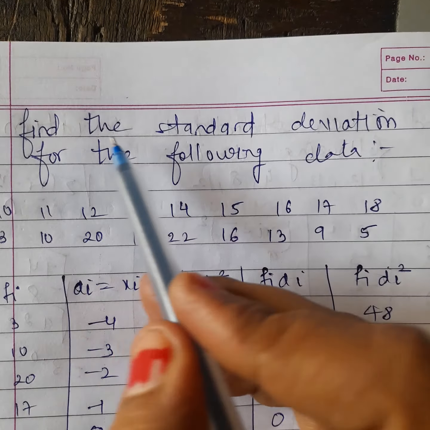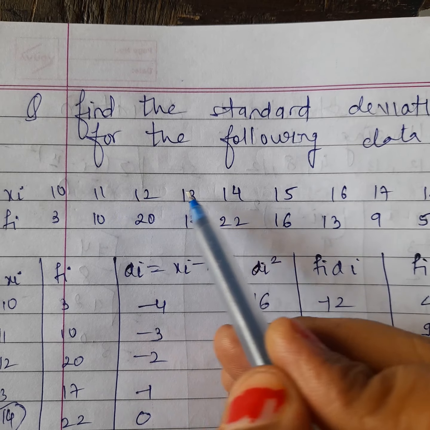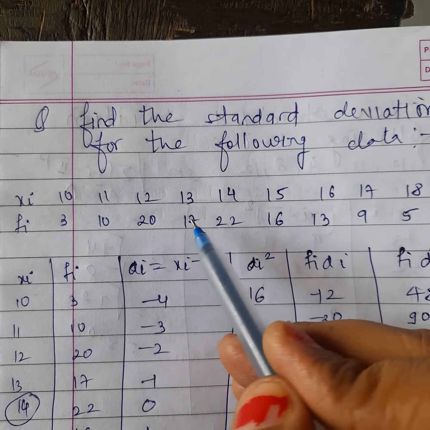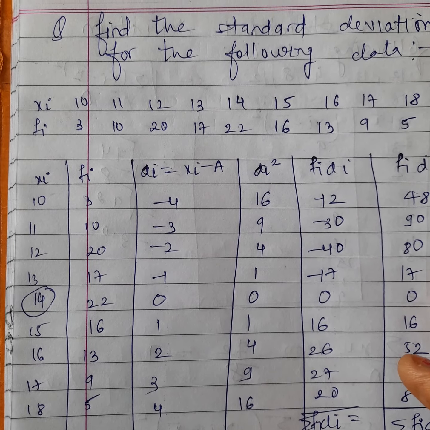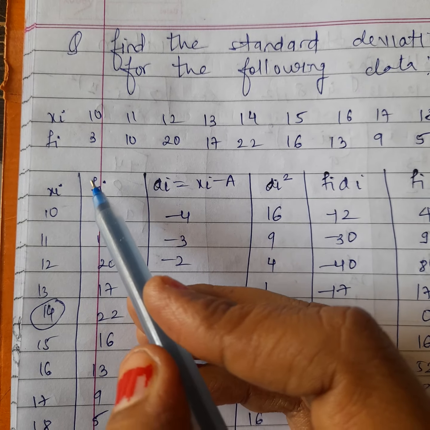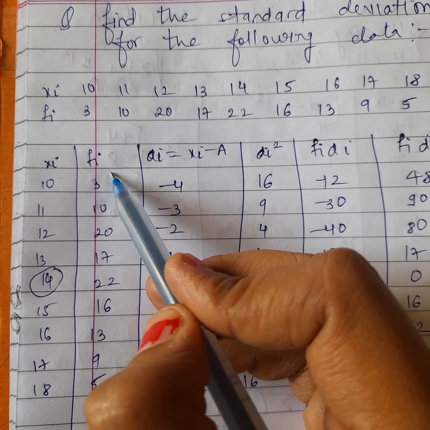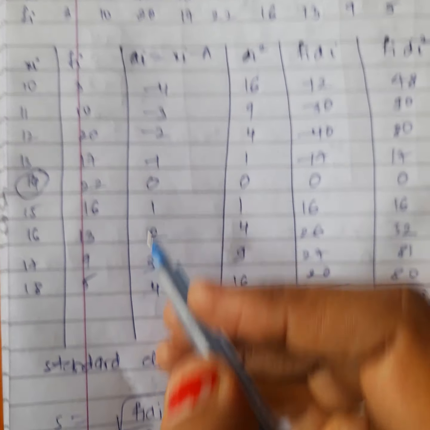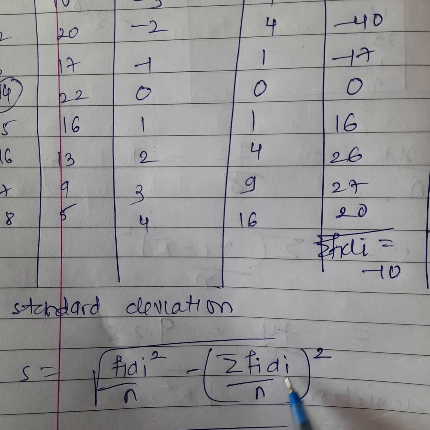Now the next question is to find the standard deviation of the following data. Xi's are 10, 11, 12, 13, 14, 15, 16, 17, 18. And Fi is 3, 10, 20, 17, 22, 16, 13, 9 and 15. Right? So here we are going to make use of the shortcut method. First we will draw a column of Xi and Fi. According to the shortcut method, the formula is under root of summation Fi di square upon n minus summation of Fi di upon n the whole square.